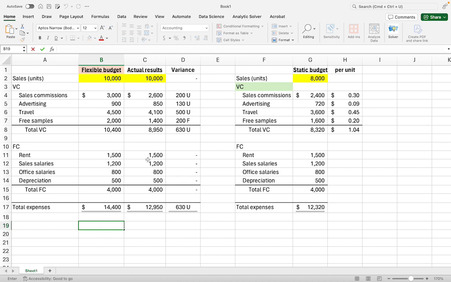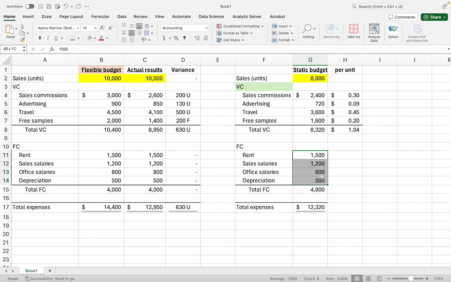We could prepare a flexible budget for any number. I mean, in this problem, I prepared it for 10,000. We could prepare it for 9,000. We could prepare it for 15,000. We could prepare it for 2,000. We could prepare the flexible budget for any level of sales we wanted to. We would use the exact same thing that I did. We would start out with the per unit numbers, and the sales commission is 30%, 30 cents per unit. So if you wanted to do a flexible budget for 2,000 units, you just take 2,000 times 30 cents and you'd get $600. And you do the same thing with advertising, travel, and free samples.